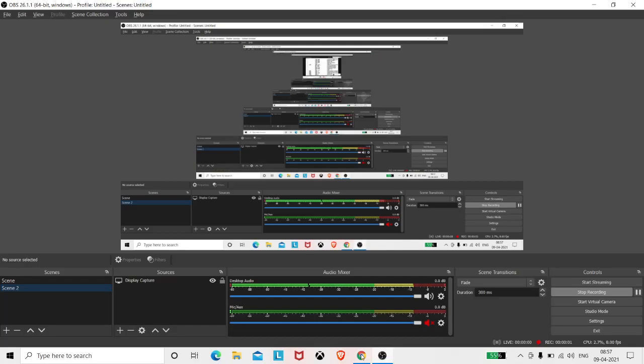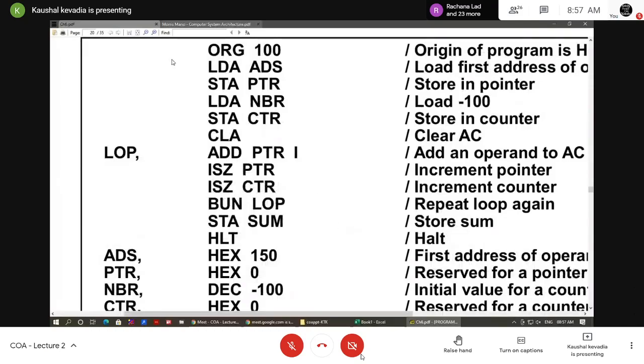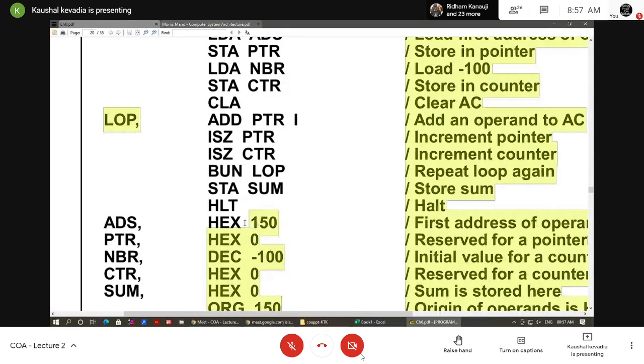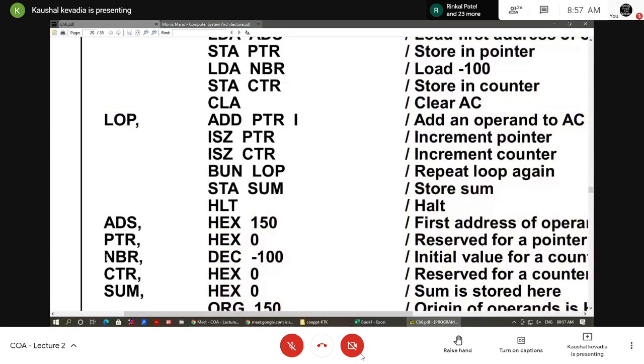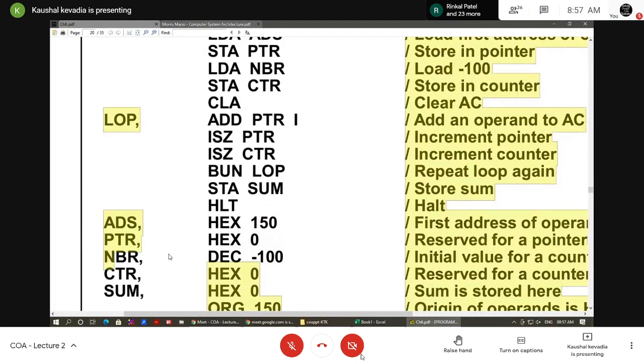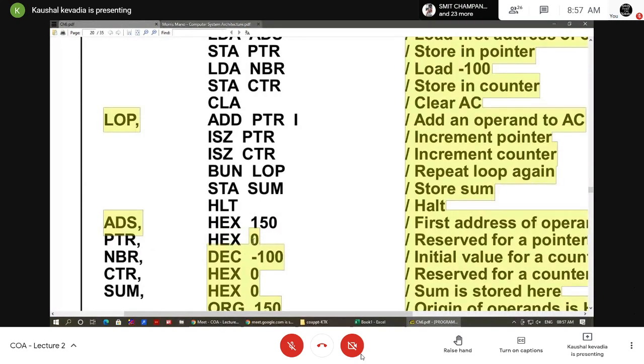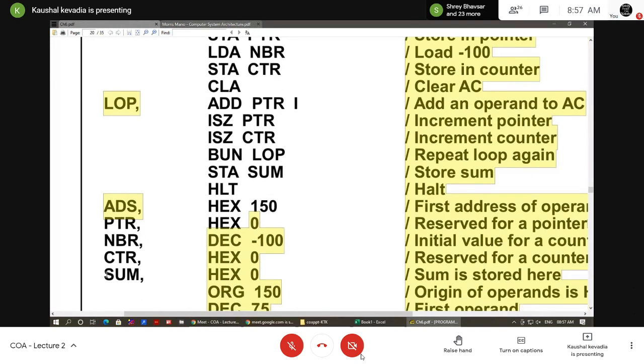Program. Okay, basically what we have done is we have prepared some variables. ADS is an address that stores the starting address. Then NBR is for counting my numbers. Okay, we prepare a second copy of the same variable because we want to update those values. So we take PTR equal to 0 and CTR also equal to 0. Okay, then we want to store the summation, so we take SUM equal to 0.